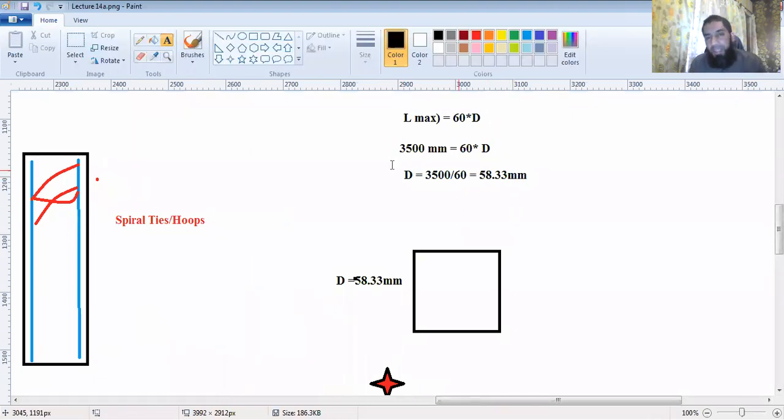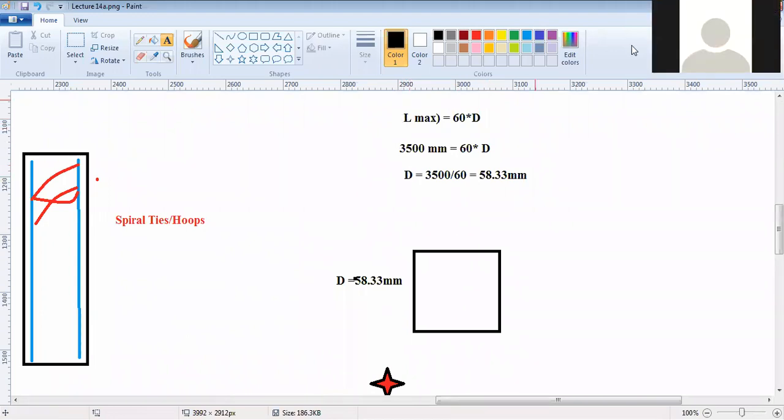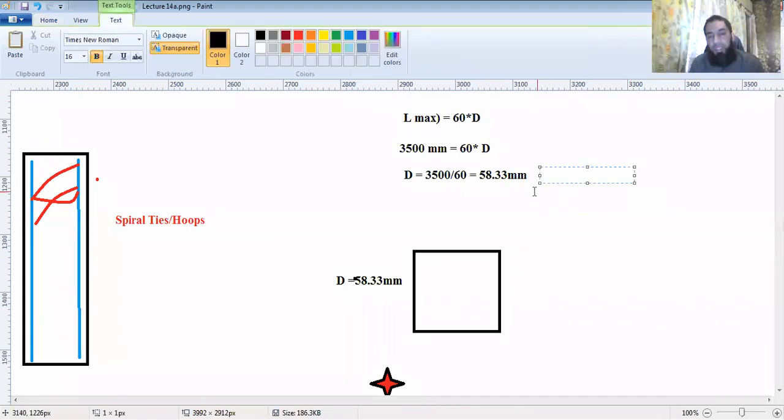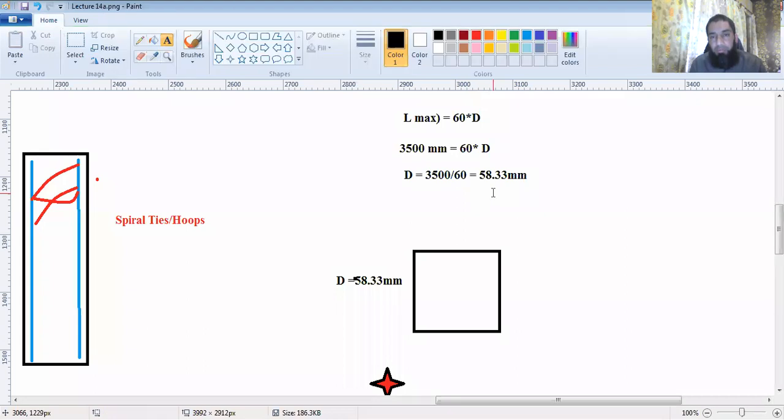Now, why is there a limit? ये limit क्यों है? L max corresponding 60D. This limit is based on the fact that you cannot have a slenderness ratio far greater than 60. So a slenderness ratio cannot be 60 or more. This is the maximum limit of the slenderness. So that's why this comes to around.